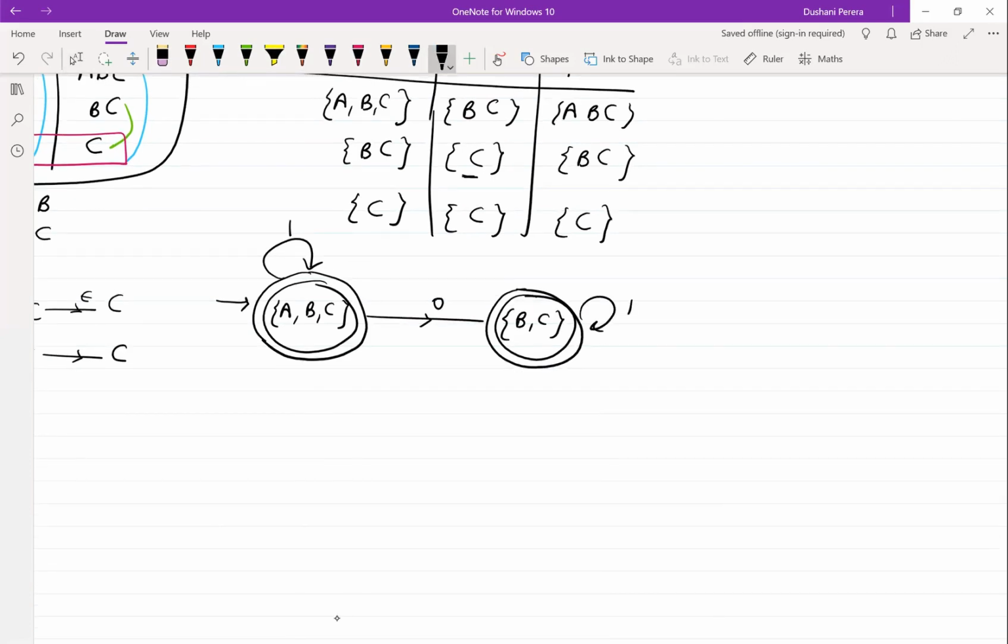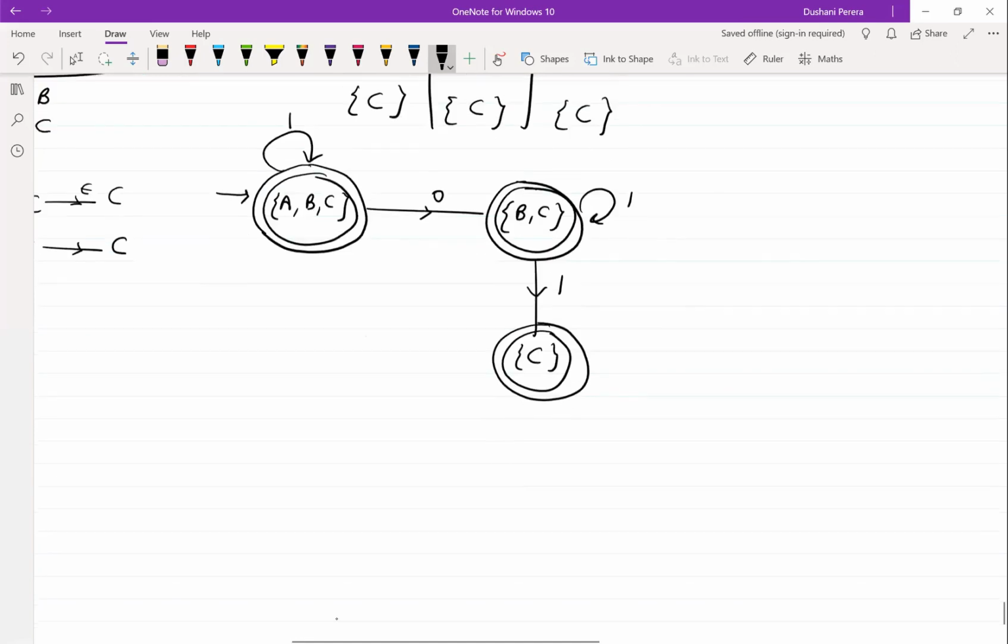If you see 1, you should go to state C. And then at C, you're going to just repeat itself. Okay, this is the answer for the activity that we did in the morning at the latter part of the lecture. So I hope this is clear.